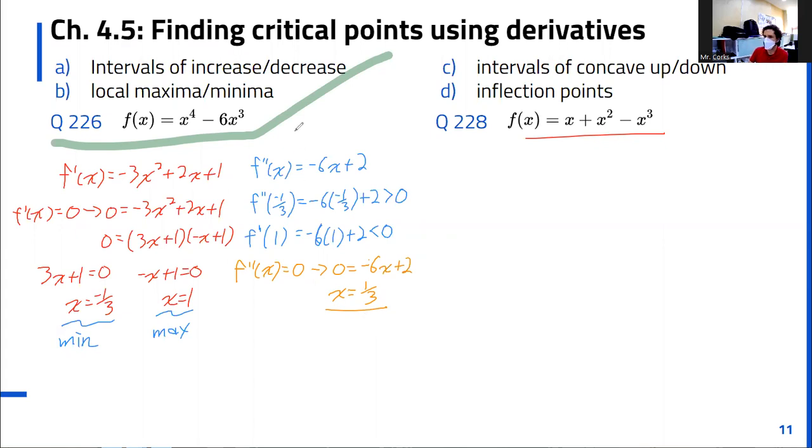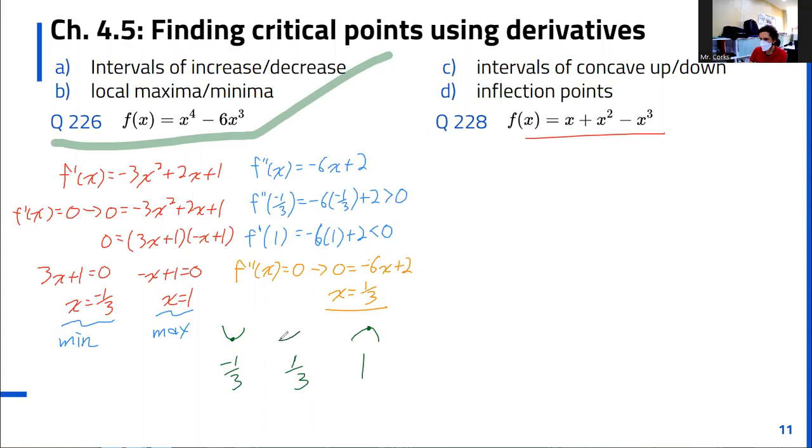Second derivative here, set that equal to 0. So inflection point where x is equal to 1 over 3. So again, this is all the information that we need to be able to represent this function. So points here, we have negative 1 over 3, positive 1 over 3, and positive 1. Negative 1 over 3 is a minimum point. Positive 1 is a maximum point. And then between the two, we have a single inflection point.